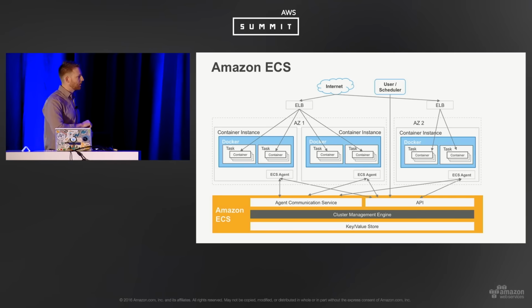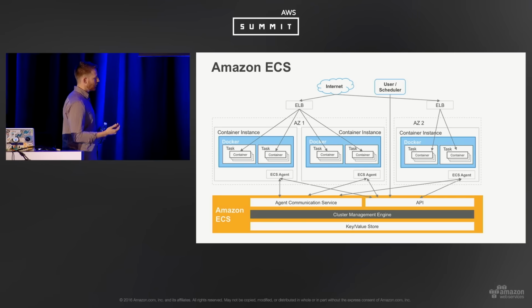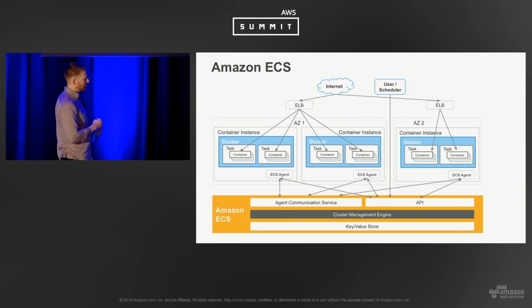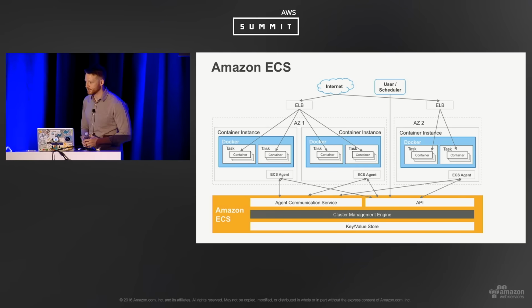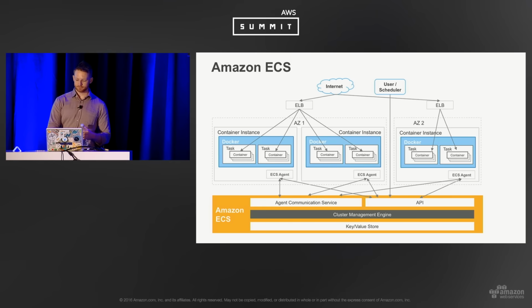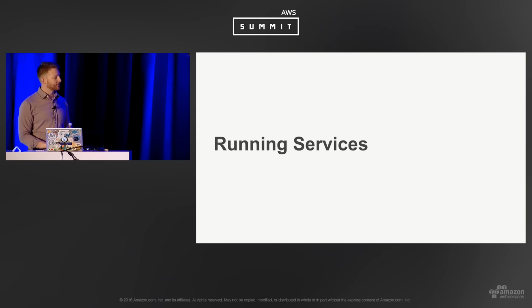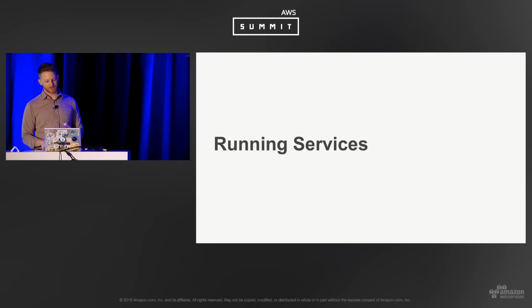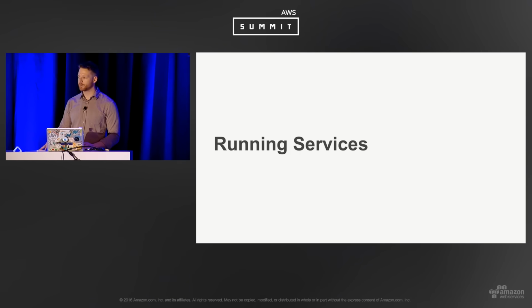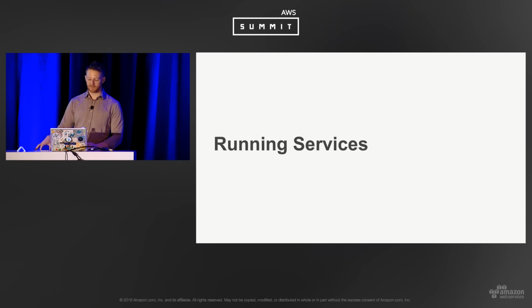So now that we've talked about all the foundations for what allows ECS to run services for you, let's actually talk about running services. So this will be getting your applications into containers and distributed across the cluster. So the first thing to understand, the first primitive in ECS on the customer side, I suppose, is how you model your application. And that's using a file called a task definition.